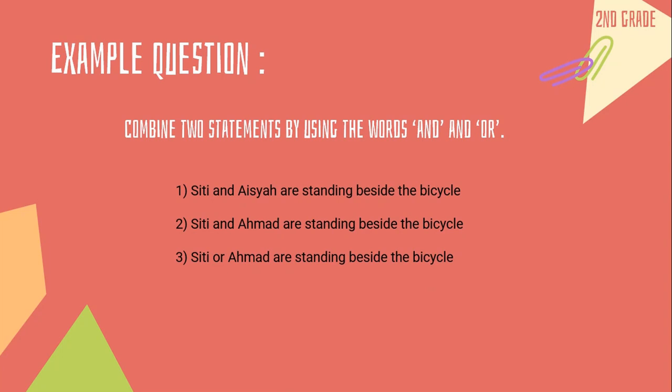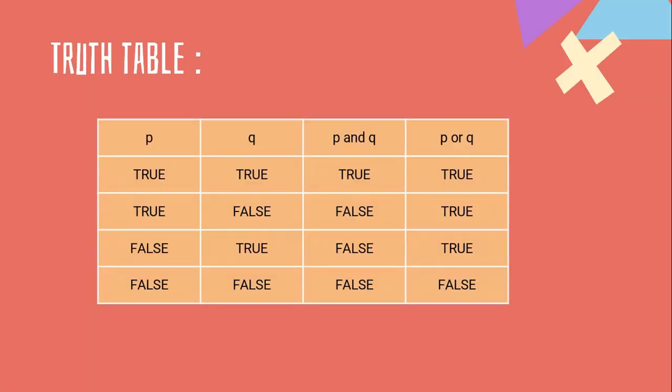But if we look into the third statement, which is Siti or Ahmad are standing beside the bicycle, this statement will be true because part of the statement is true, which is Siti is standing beside the bicycle is true, but Ahmad is standing beside the bicycle is false because Ahmad is riding the bicycle. But we can consider it true because part of the sentence is true.